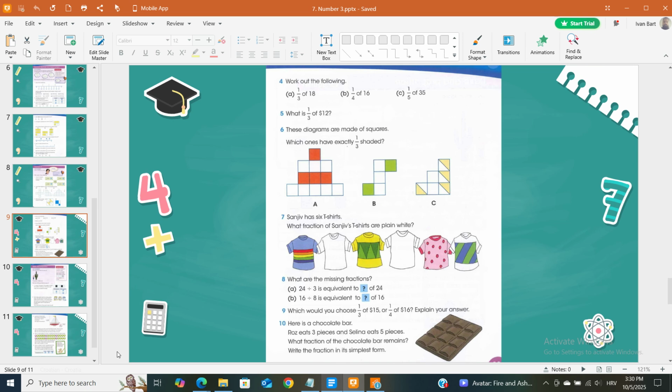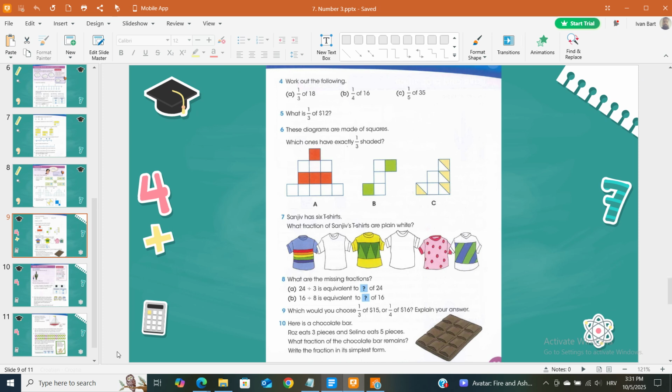Which ones have exactly 3/4 shaded? Sanjeev has 6 t-shirts. What fraction of Sanjeev's t-shirts are plain white? What are the missing fractions? A: 3/4 is equivalent to... of 24. B: 8/16 is equivalent to... of 16. Which would you choose, of $15 or of $16? Explain your answer.